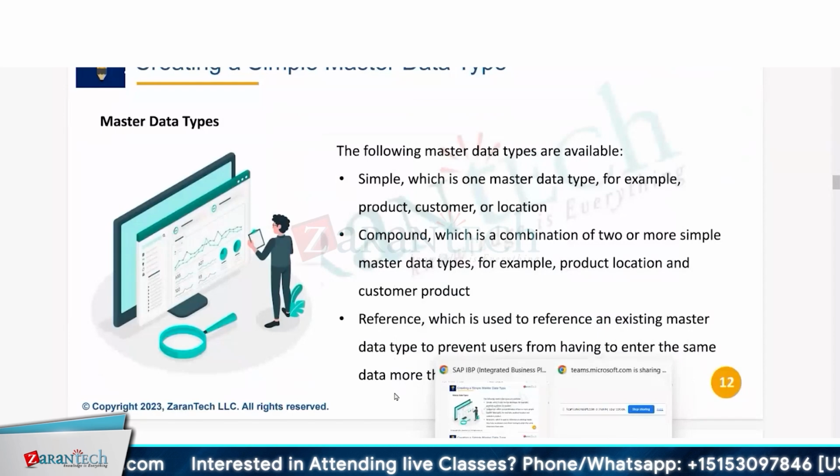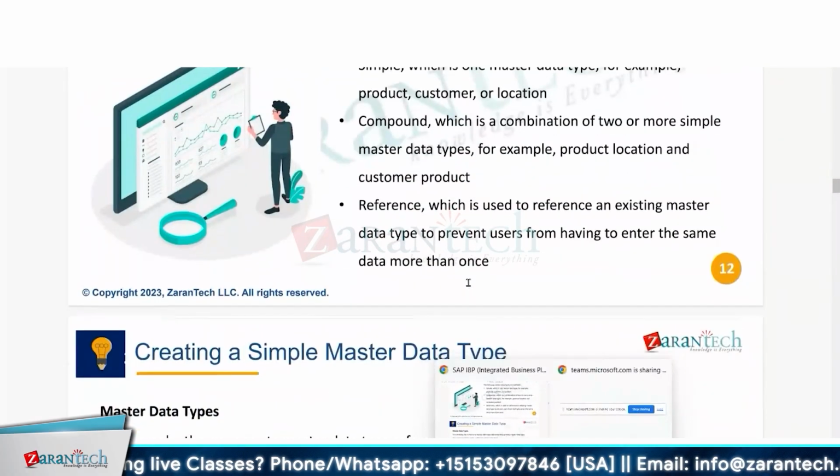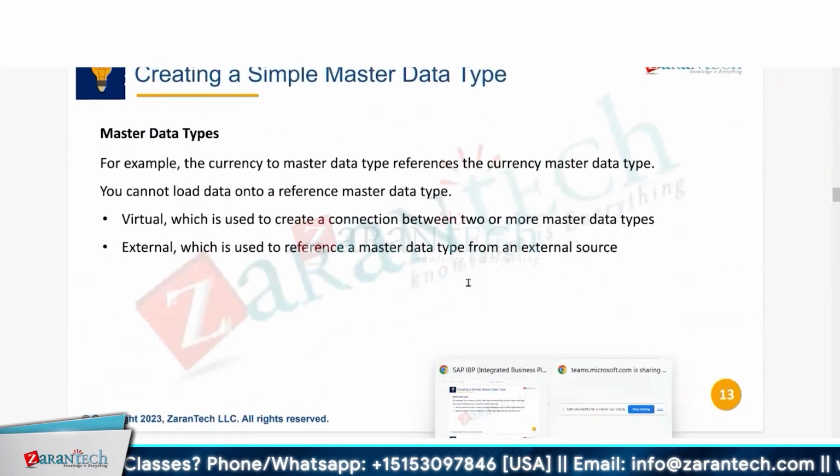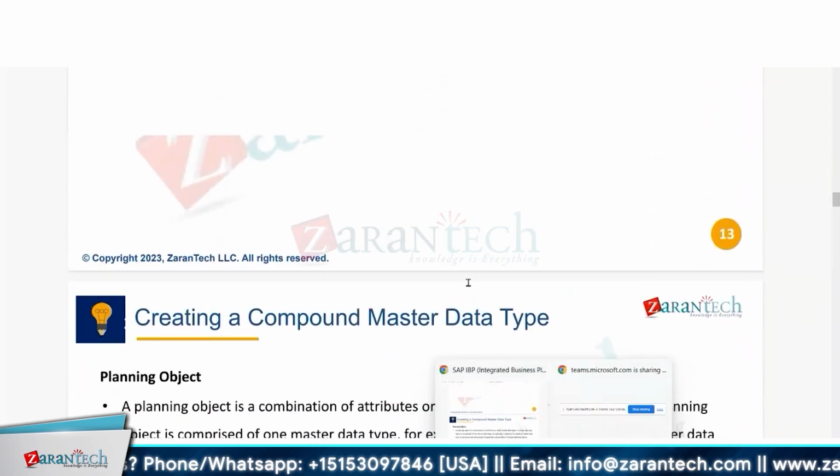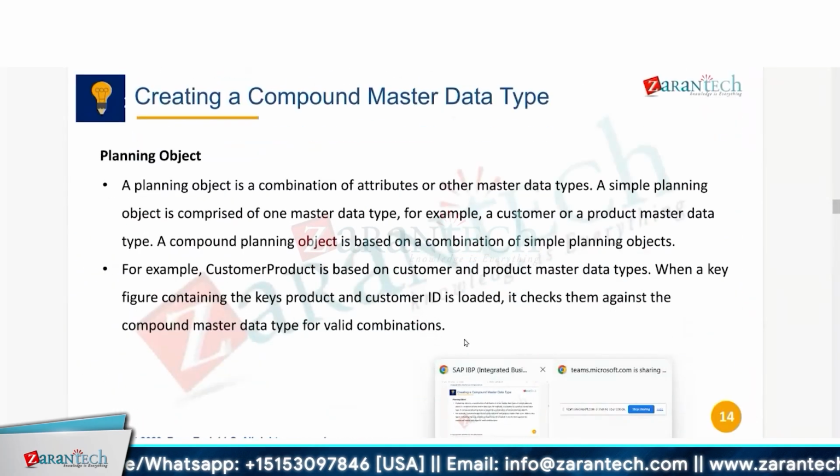For example, product, customer, location, that we have already seen. Compound is something that we'll see at a later stage, so I won't touch upon compound right now. So we can again go back to the system and try to create the customer master data. So we can again log in.